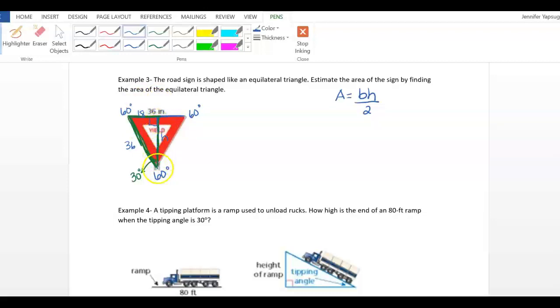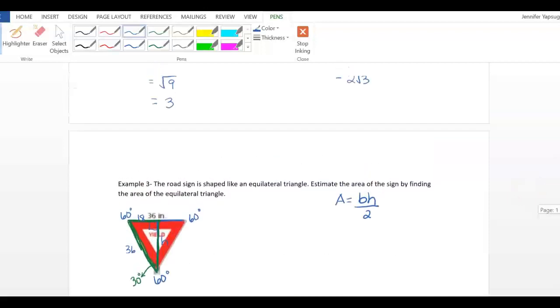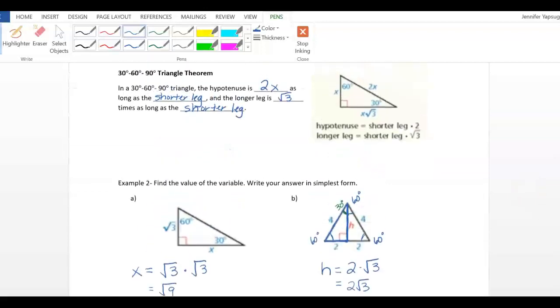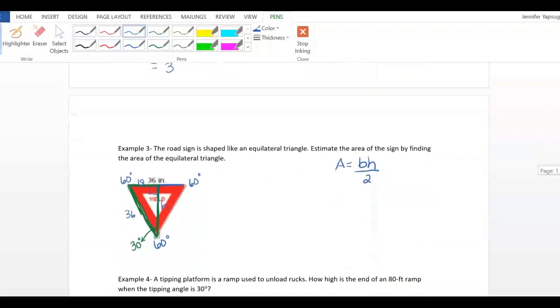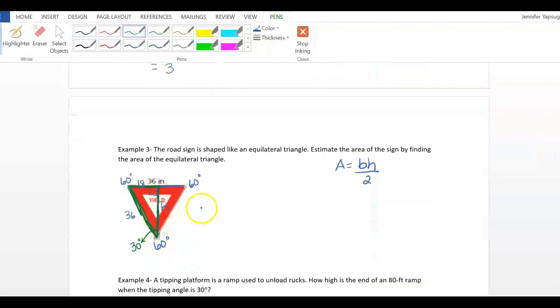And if I go back and I look at my definition, I'm going to scroll back up, my longer leg is equal to the shorter leg times root 3. So my longer leg h is equal to my shorter side, which is 18, times root 3. So this can be simplified to h equals 18 root 3. So now I have my h and I have my b.